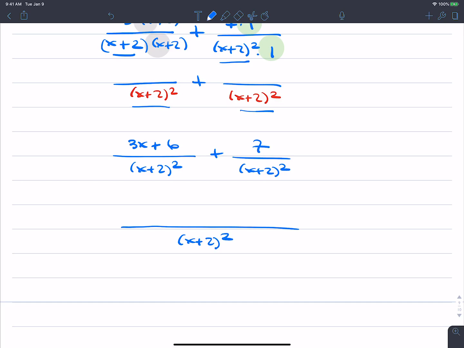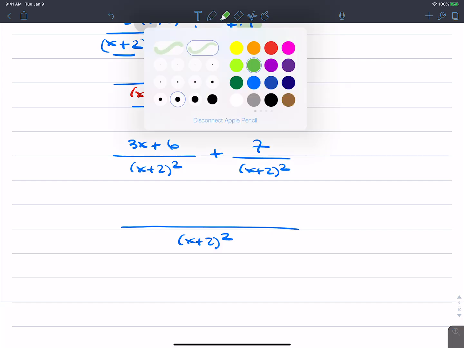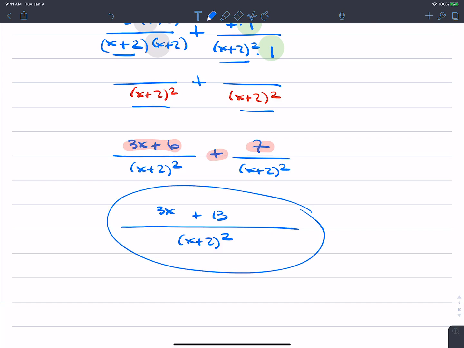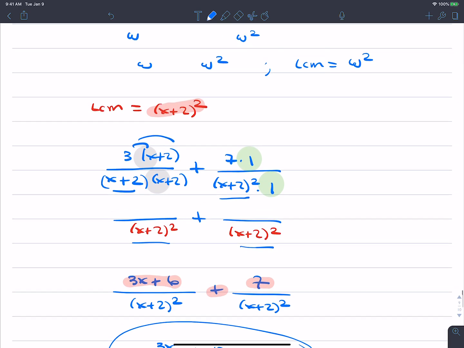X plus 2 squared is in the denominator here. And now we have 3x plus 6 plus 7 in the numerator. We can combine like terms. We end up with 3x plus 13. And this is not factorable, so we're done. Meaning the 3x plus 13 is not factorable.